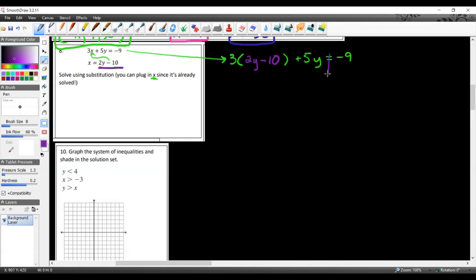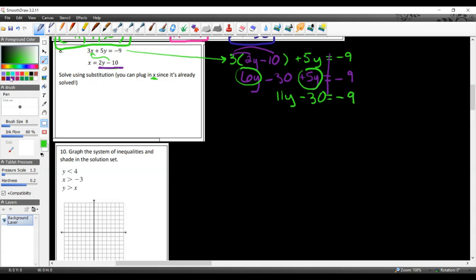So from here, we just simplify it. Let's go ahead and distribute. We have 3 times 2y is 6y. 3 times negative 10 is negative 30. Okay, bring down that 5y and everything else equal to negative 9. Okay, and we're just going to go ahead and solve for y. So I have 6y and I have 5y. That's a total of 11 y's. Bring down the 30 equal to negative 9.